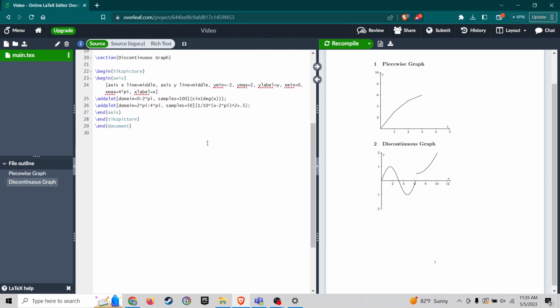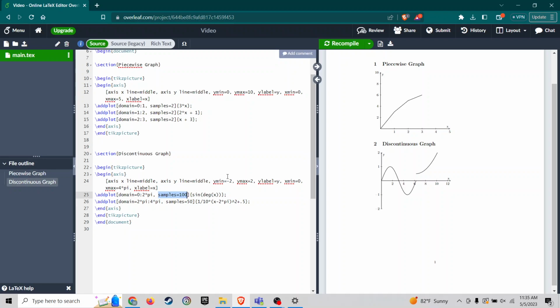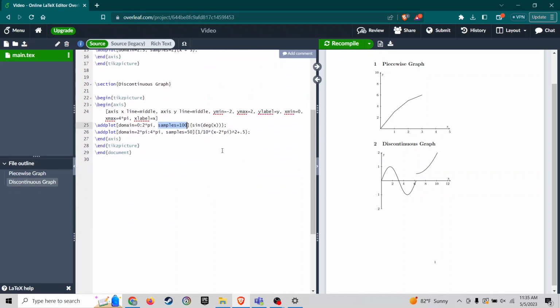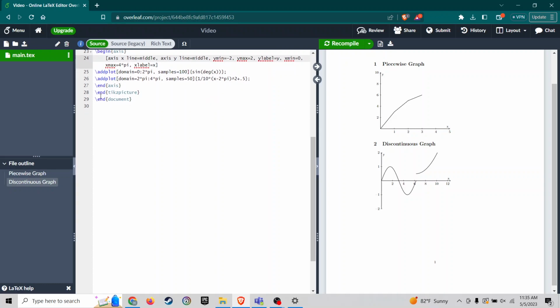For the next graph, it'll be very similar, but it's discontinuous and they have nonlinear functions instead. So the samples will actually be important. You don't set them to 2, since that'll make these all blocky and they won't really look like the actual functions. So begin TikZ picture, begin axis, set the axis settings.